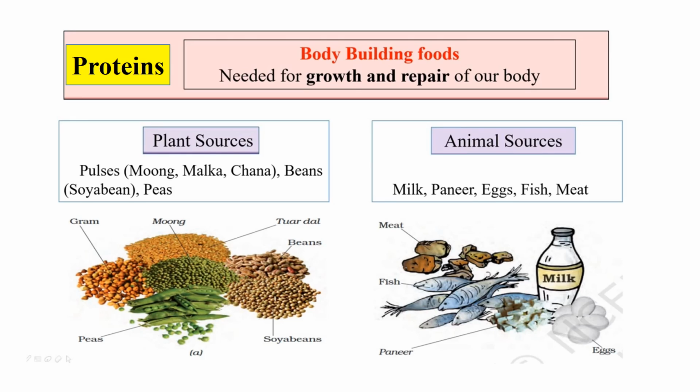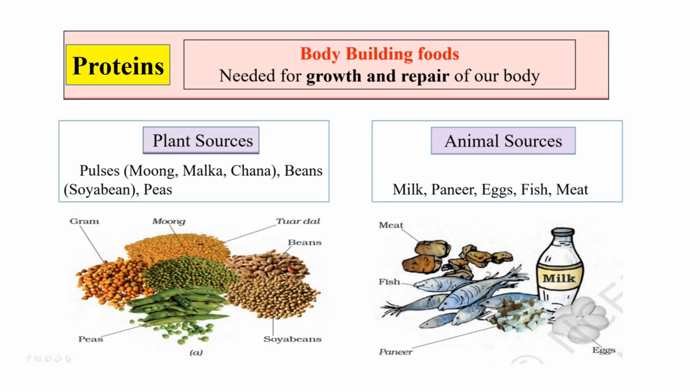What are the main sources of protein? There are 2 sources, first is plant, next is animal. From plant sources like pulses such as moong, masoor, chana, and beans such as soybean and peas, these are all rich in proteins. And animal sources like milk, paneer, eggs, fish, meat, and also items made of milk come under proteins. Some milk products are fats, but these items are mainly proteins.